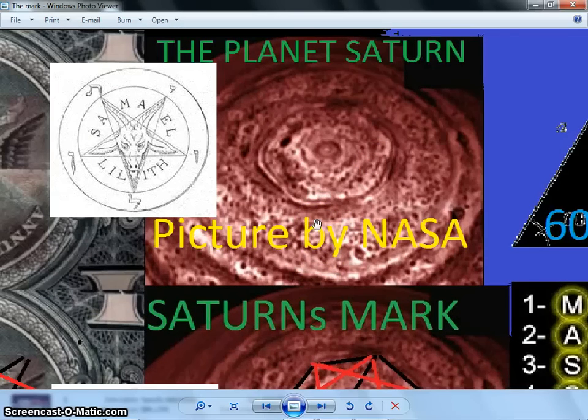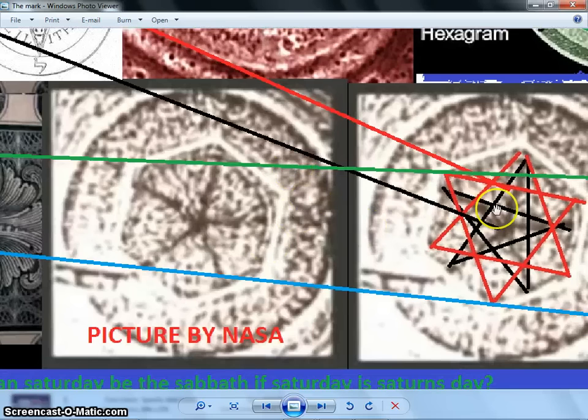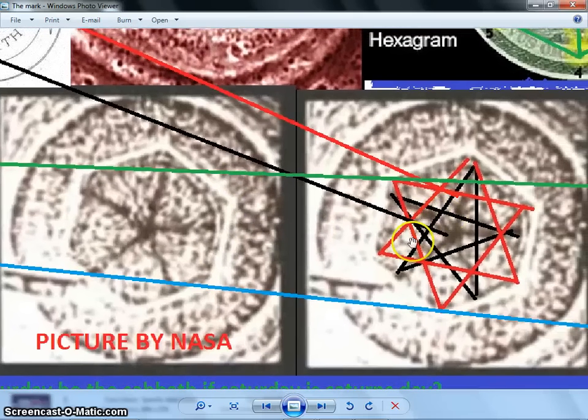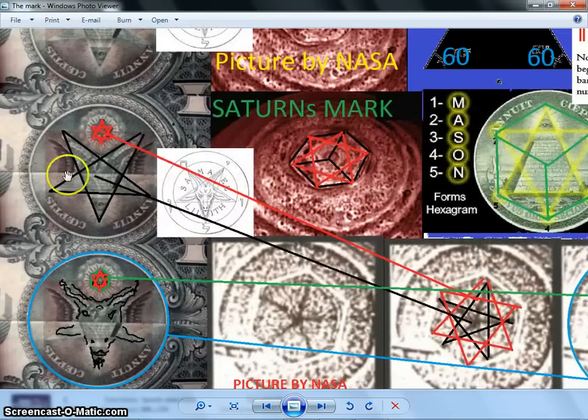And the reason why I'm doing this is because a lot of you out there who talk about Saturn this, Saturn that, or even hear about Saturn stuff, you really don't know where this is coming from. So I'm trying to show you right now where this is coming from. This is a picture by NASA. Saturn's mark, the cube, it's right there. And this is an even closer picture of this mark, which has the pentagram inside of a hexagram, inside of a cube, inside of a circle. And where else do we see that? Right here.